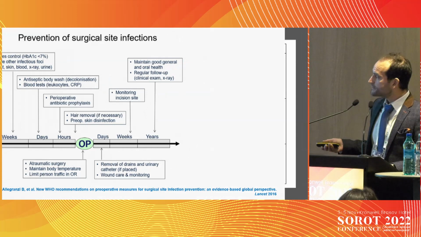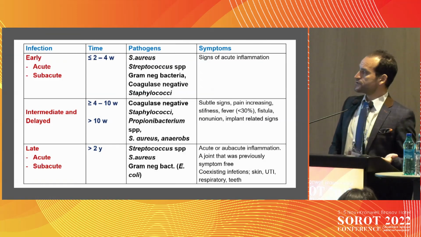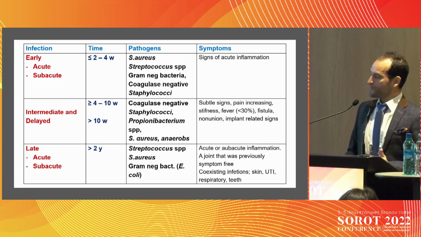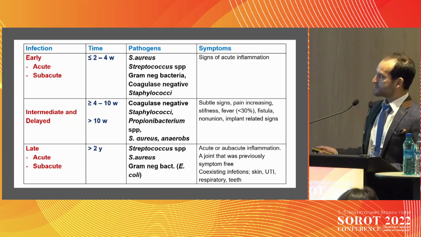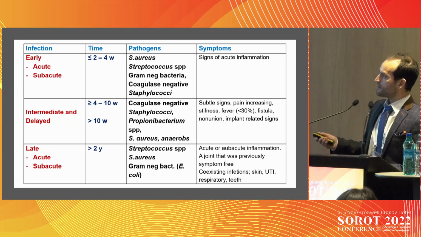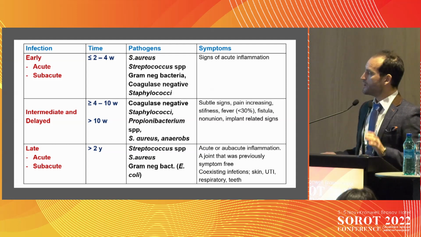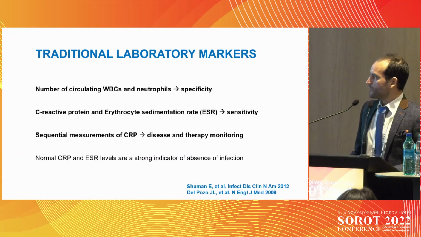You monitored everything, but the patient developed an infection. Here, if you have an infection in less than 4 weeks, we have an acute infection, subacute or intermediate within 4 and 10 weeks, and in the longer period of time, after 2 years, you have a late infection. Here we have some differences in the pathogens. Staph aureus is very aggressive and most probably will cause an acute infection, whereas Streptococcus and Staph aureus also may lead to late infection, but not that commonly, and gram-negative bacteria will lead to a more delayed, more late infection.